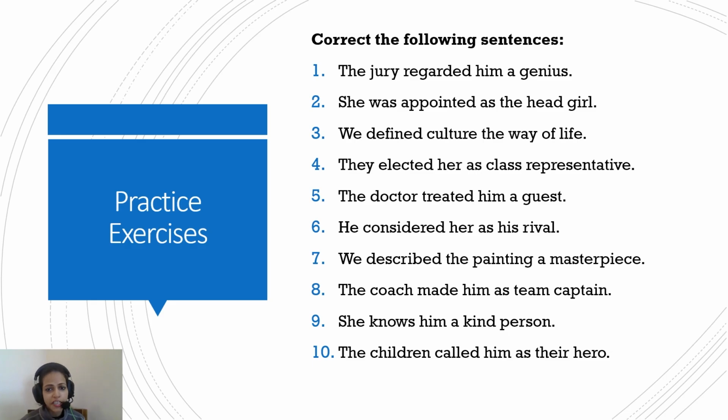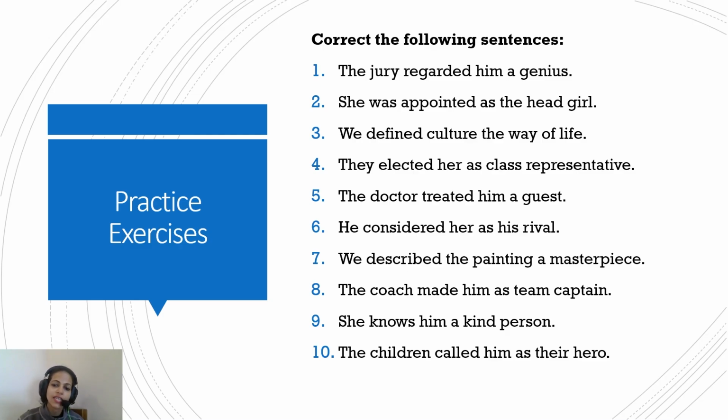With the word regarded, it's sort of a description, so we'll use the word as. The jury regarded him as a genius. She was appointed as the head girl. The word appointed itself is complete, giving the complete meaning, so there is no use of as in the statement. She was appointed the head girl. We defined culture, the way of life. We defined culture as the way of life, because with the word defined, again, these are defining, describing, observing sort of words. They need as as a connector to make the complete meaning.